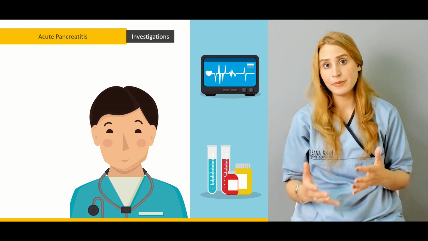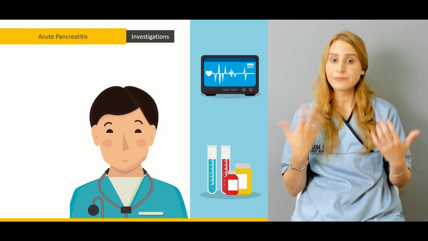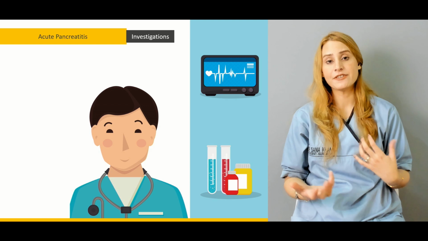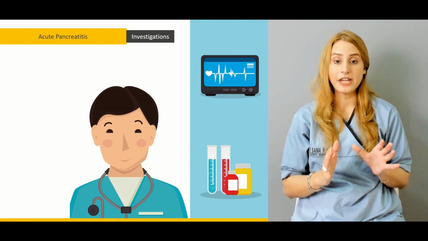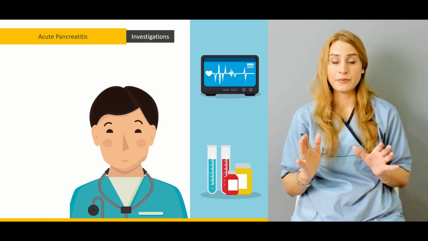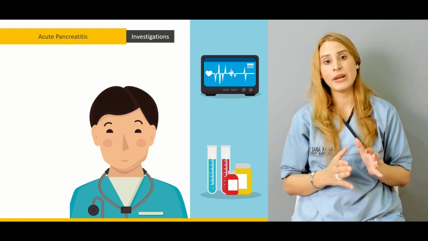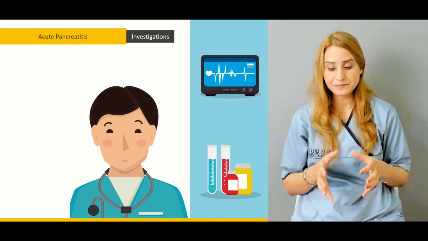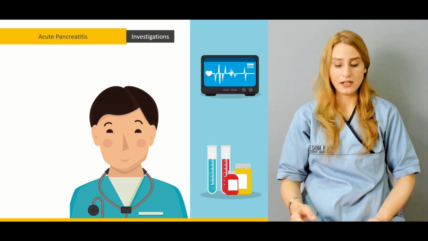It's going to tell you about the CBD diameter, if it is dilated or not. You'll get an idea if there's a stone in the CBD or not, and obviously it's going to give you the information about the pancreatic fluid. It's going to give you information about the thickness of the pancreas. If this is increased, that's obviously going to show.